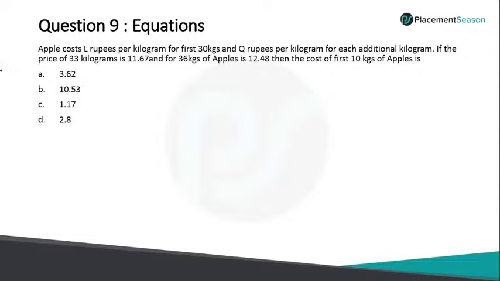Okay, easily we can frame the equation. So first, if I take 33 kgs of apples, it is 11.67. These 33 kgs I can divide like L and Q. So first 30 kgs out of this 33, it should be L rupees per kg. So first 30 kgs price should be 30L. Next 3 kgs price should be 3 into per kg price will be Q rupees. So next 3 kg will be 3Q. So on adding this, I'll get 11.67, right? So totally 33 kgs price will be 11.67.